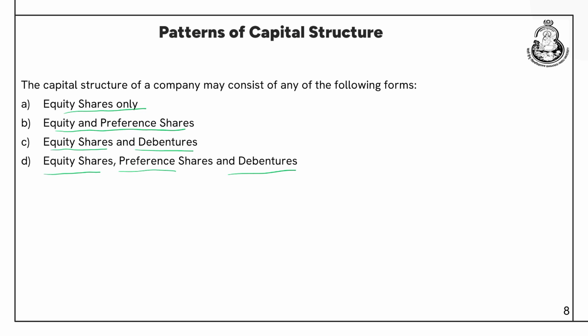So, it entirely depends on the company and the amount of control that the company wants to exercise, the amount of risk that the company wants to take, and the amount of return that the company wants to generate. The capital structure entirely depends on and varies from organization to organization.